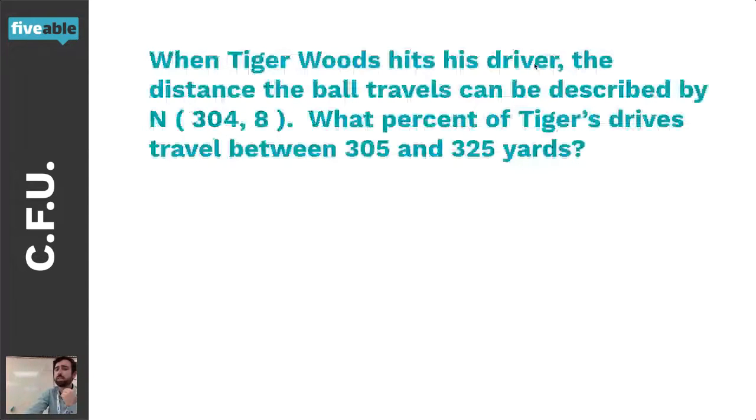Tiger Woods hits his driver. The distance the ball travels can be described as a normal distribution with an average... remember, this is how we read this, a normal distribution, so it's symmetrical, with an average of 340 and a standard deviation of 8. What percent of his drives are between 305 and 325?